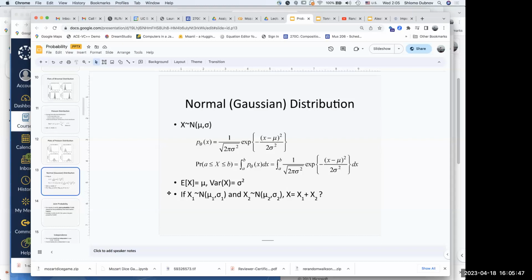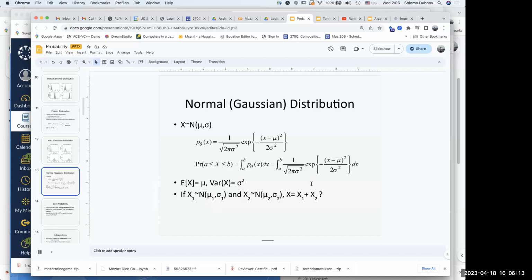I don't think I have a plot of it, but it looks very much like the binomial distribution. And if you want to think about some outcome of a Gaussian continuous variable falling in an interval between A and B, that's how you calculate this. So again, mu is the mean, sigma squared is the variance.